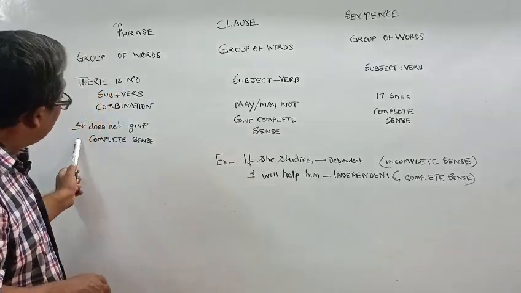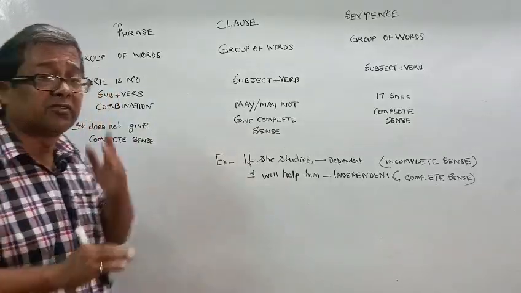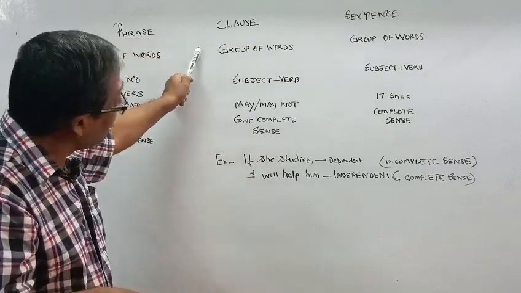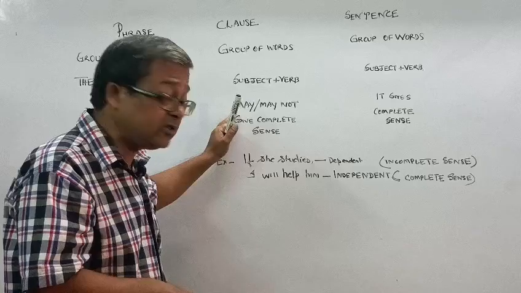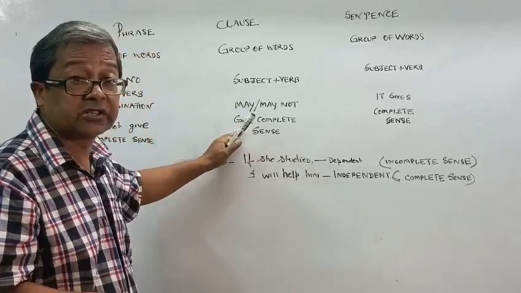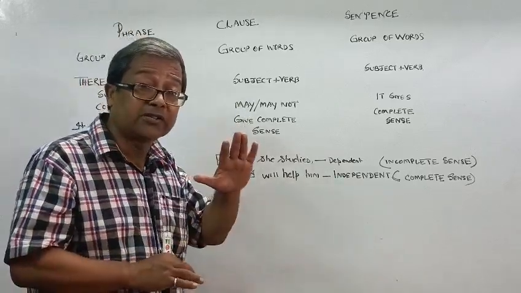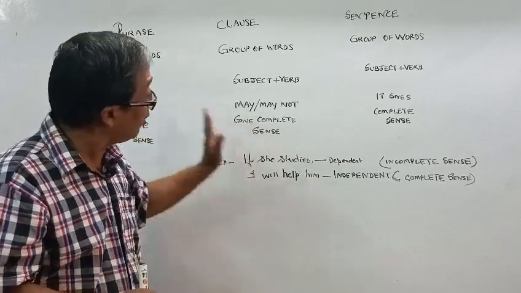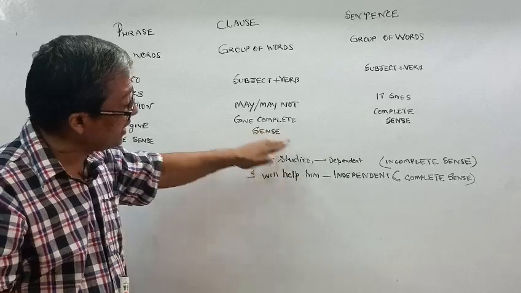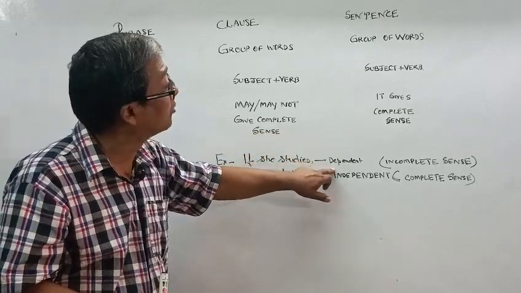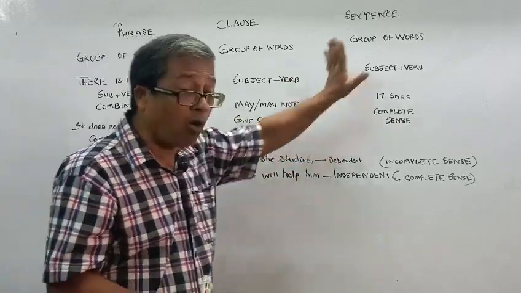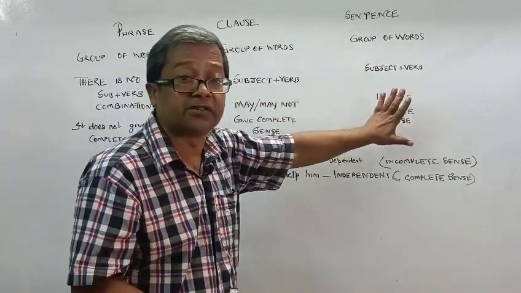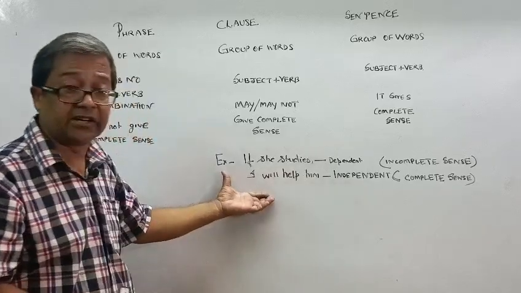Next, it does not give a complete sense. Phrase doesn't give a complete sense, remember. But a clause may give a complete sense, may not give a complete sense. When a clause gives a complete sense, the clause is an independent clause. And when the clause does not give a complete sense, it may be a dependent clause. But a sentence will always give a complete sense, remember. A sentence will always give a complete sense. So let's focus on the sentence.